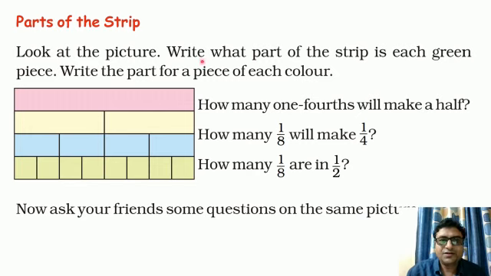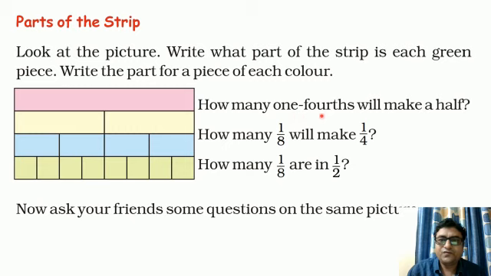Look at the picture, write what part of the strip is each green piece. Write the part for a piece of each color. We are going to answer these questions. How many 1/4 will make a half? How many 1/8 will make 1/4? How many 1/8 are in 1/2, in half? So these are the questions which we are going to discuss.